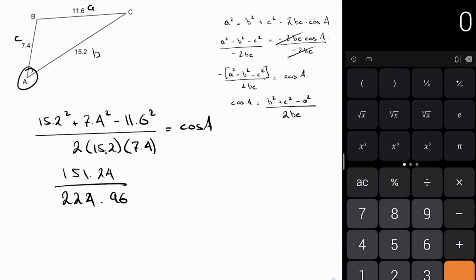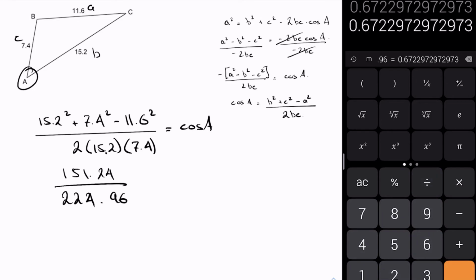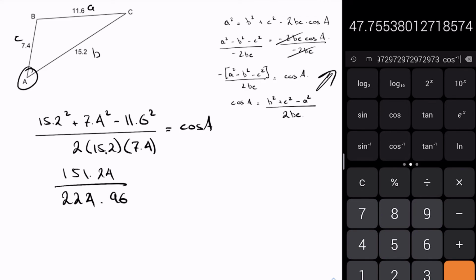Let me try that again, 151.24 divided by 224.96. I get that decimal number there, which I won't bother writing out because I'm going to do the cos inverse of it anyways. And that gives you my A value. So A is going to be 48 degrees. I'll just round to the nearest degree. So there's my A value, 48 degrees.